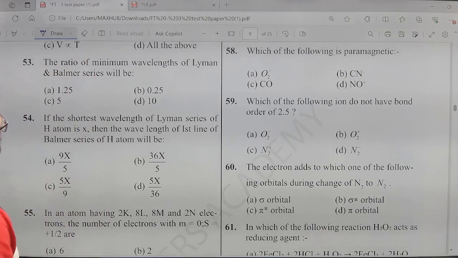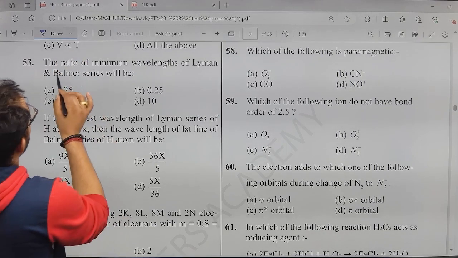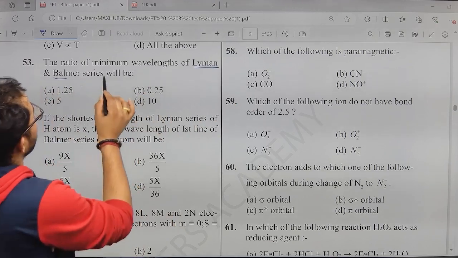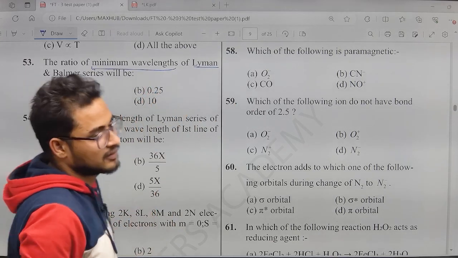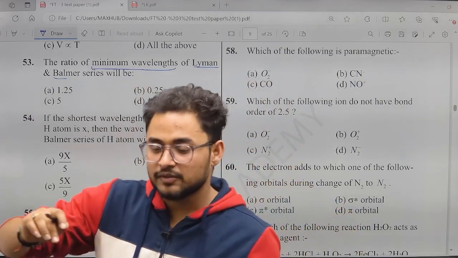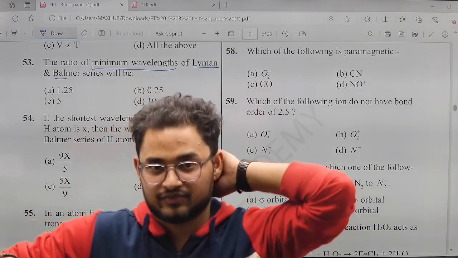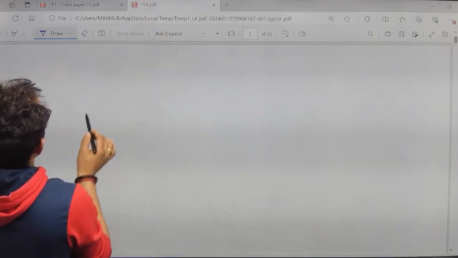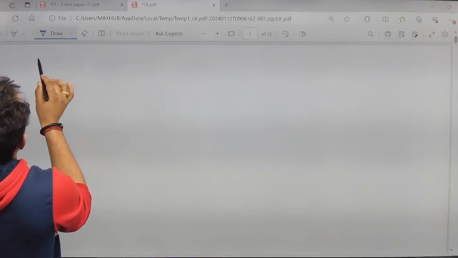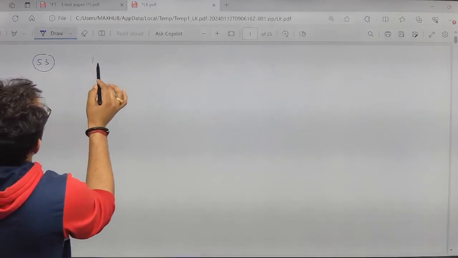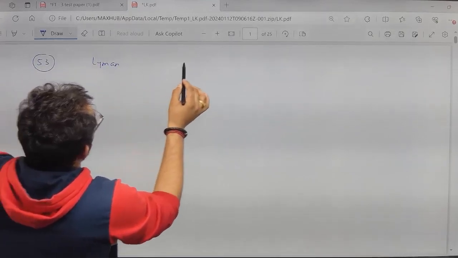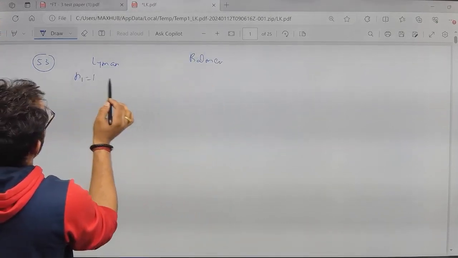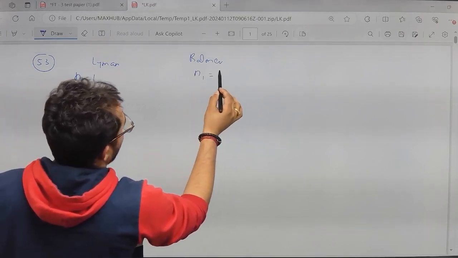The ratio of minimum wavelength of Lyman and Balmer series. So first of all, we should see the minimum wavelength. Minimum wavelength, that means highest energy, right? Highest energy. Minimum wavelength बोले तो highest energy. Question number 53. Lyman and Balmer. We know that N1 is fixed for Lyman, N1 is fixed for Balmer.